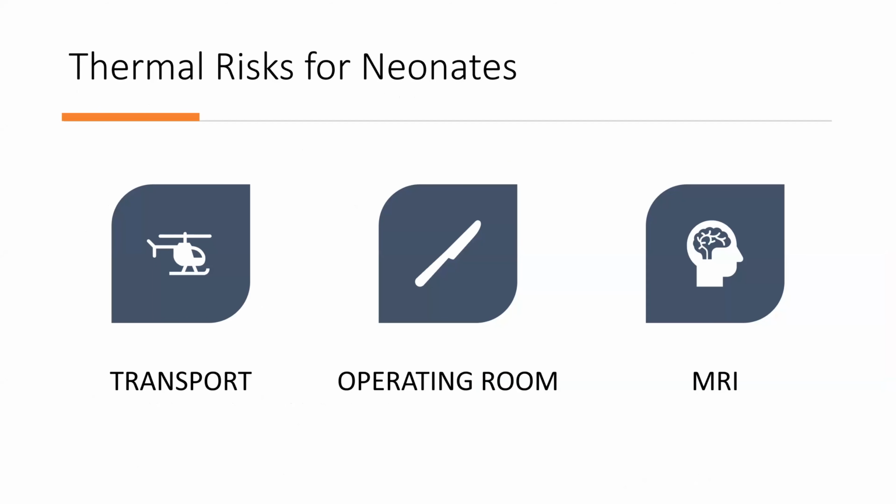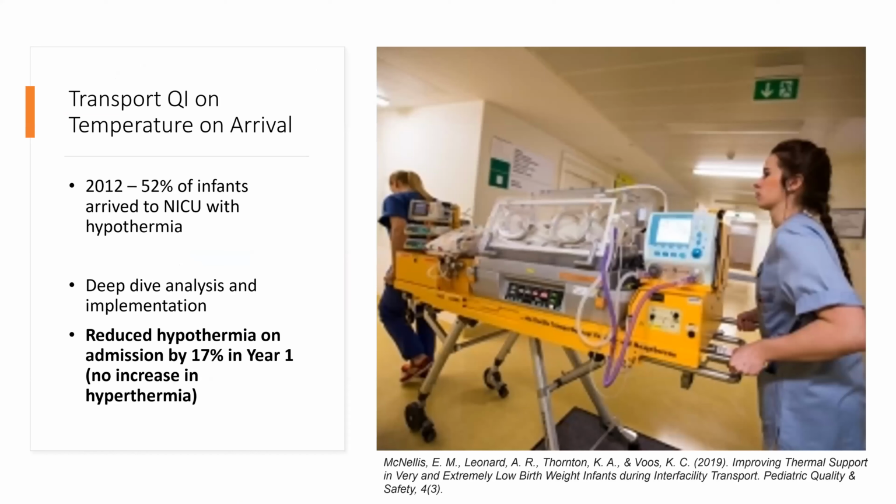There are other risks, and I'm going to wrap up with these three really quickly for you. Number one, taking babies on transport is hard, right? And we have sometimes bad weather and cold weather, and some of you live in really extreme weather places. This group at Mercy Children's, and I would just recommend you check out this paper from 2019, it was really well done. They looked back at their QI of temp on arrival from outbound transport. And they found that 52% of their babies were arriving hypothermic. And they did a deep dive and they created an implementation plan and they reduced their hypothermia in 1 year by 17%. And with that, good on them that they were checking. They didn't have any extra hyperthermia, which I thought was awesome.